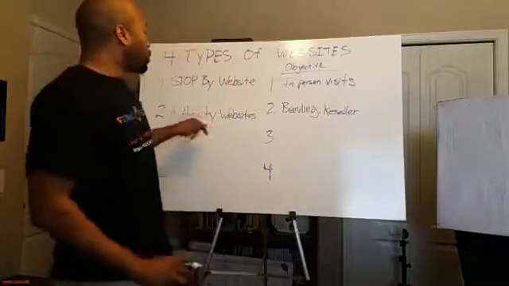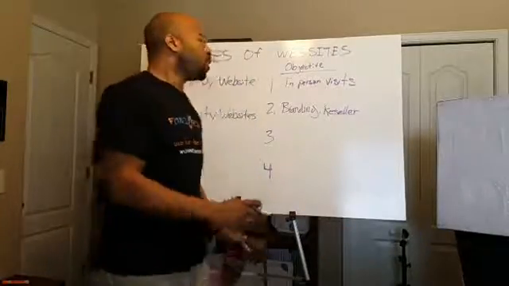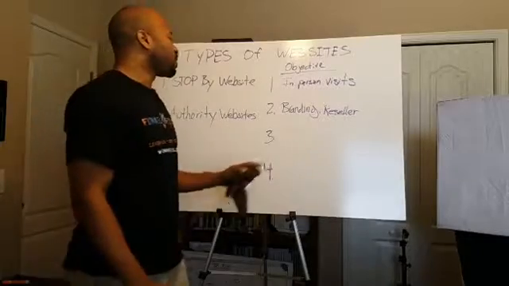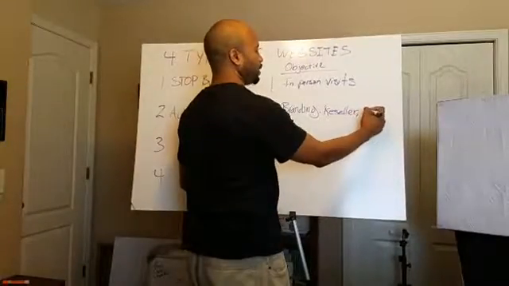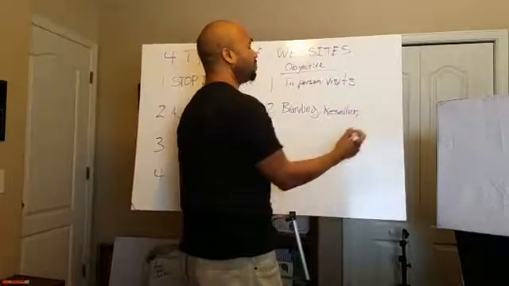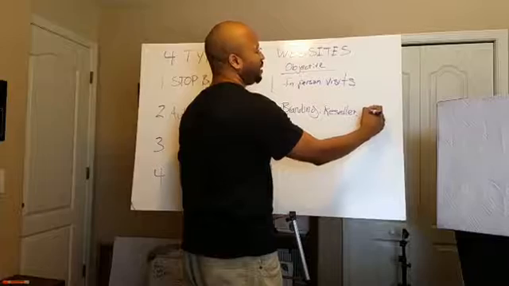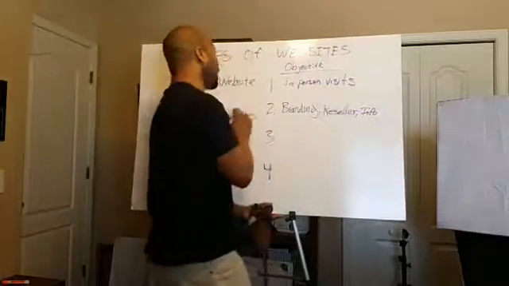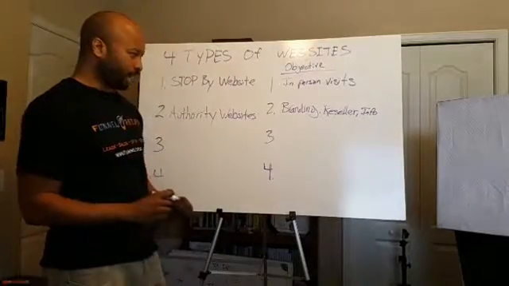Because an authority website needs to generate a lot of traffic. Okay? So Huffington Post is an authority website. Also, if you are doing info products, they can be a part of the authority website. Okay?